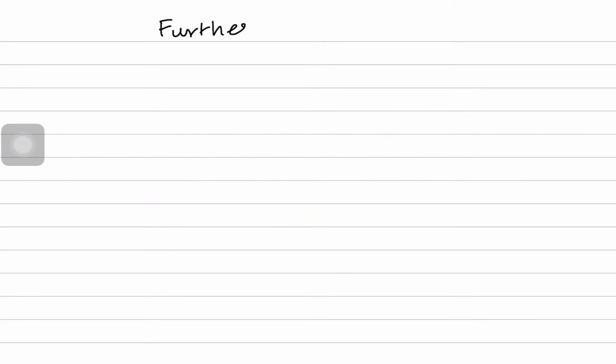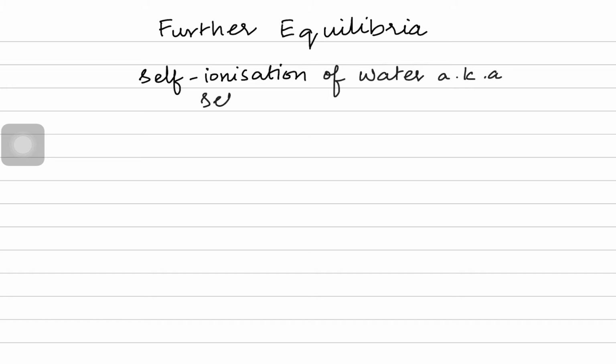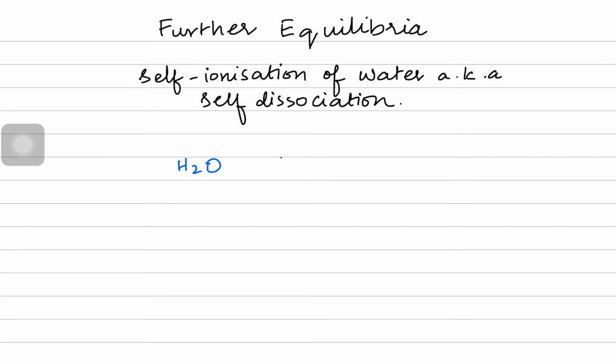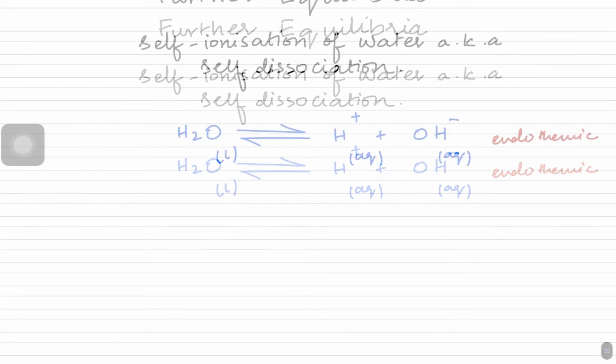In today's video, we're starting with the concepts of further equilibria, and we'll touch upon the concepts related to acids and bases, but we'll first start with the self-ionization, also known as the self-dissociation of water. When we begin talking about that, we need to understand that water, unlike many other molecules, has a tendency to release H+ and OH- ions, thereby acting as acid and base both.